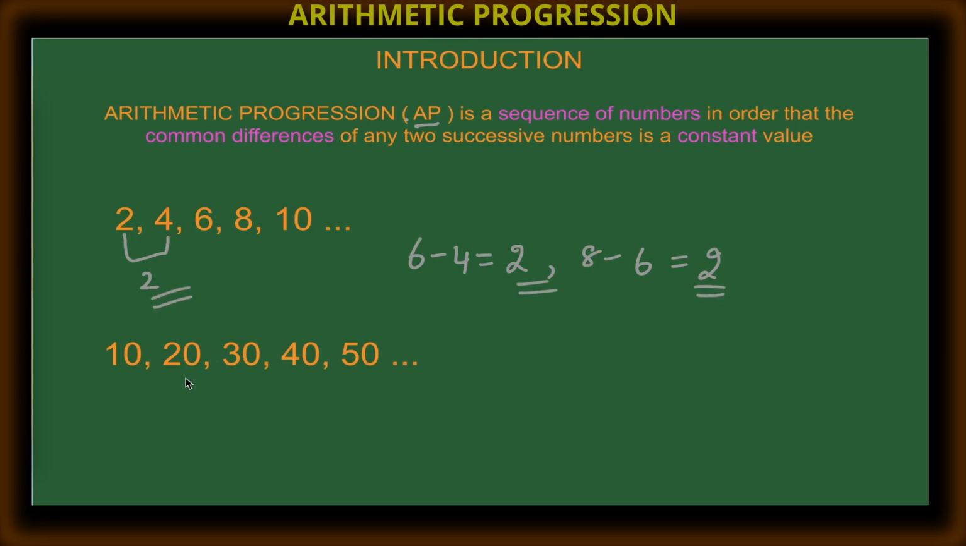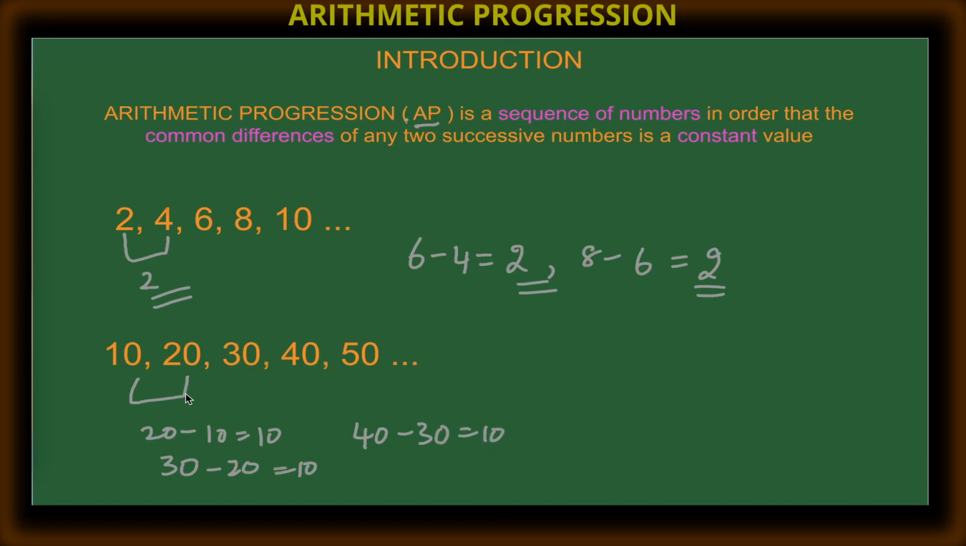Okay, let's try to understand with another example. We have a sequence of numbers: 10, 20, 30, 40, 50, and it continues. Let's try to find the common difference here. 20 minus 10 is equal to 10. 30 minus 20 is equal to 10. And let's try another one. 40 minus 30 is equal to 10.